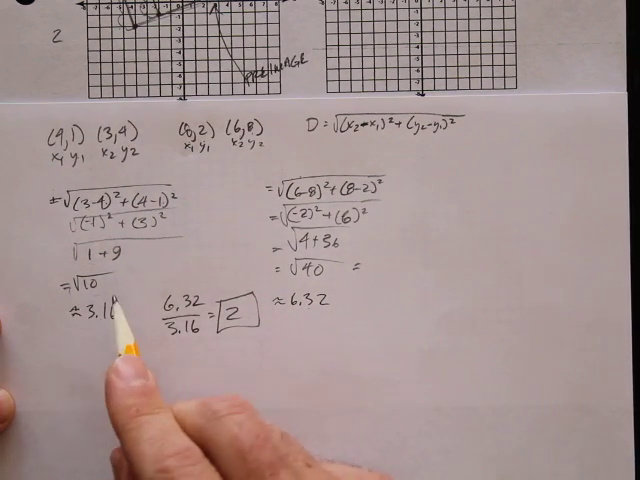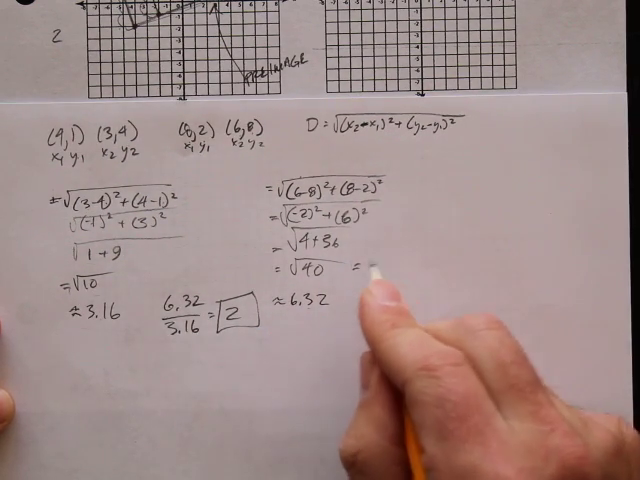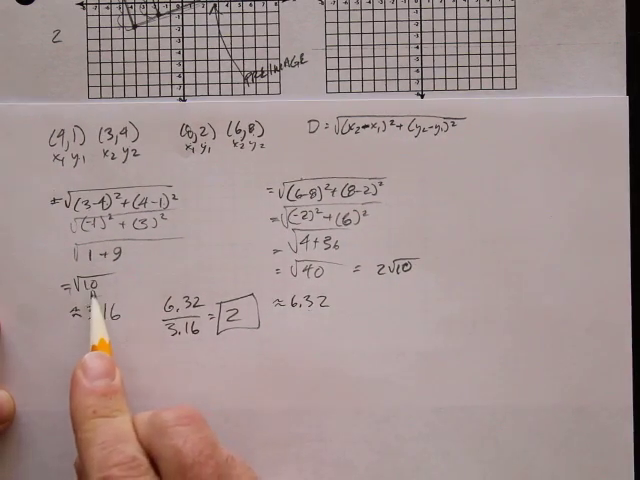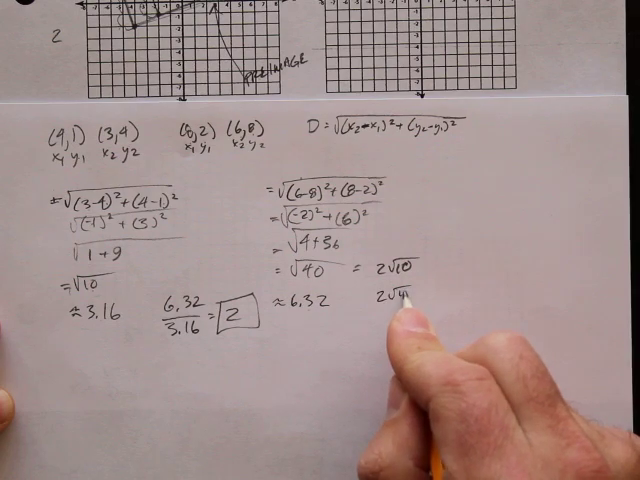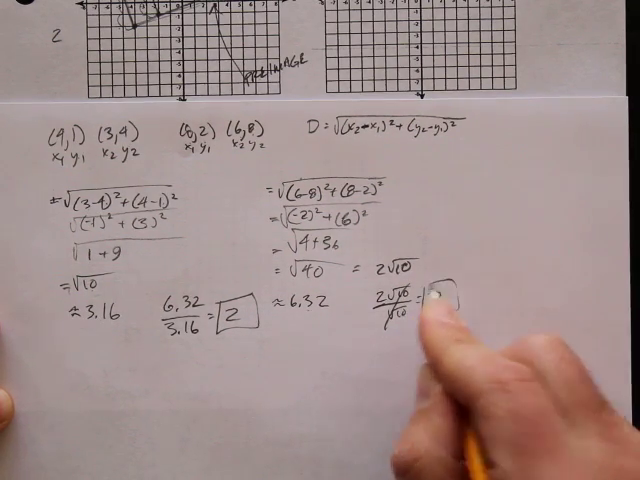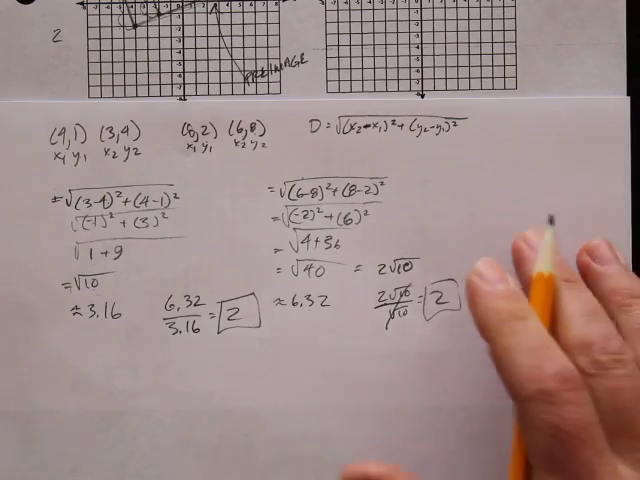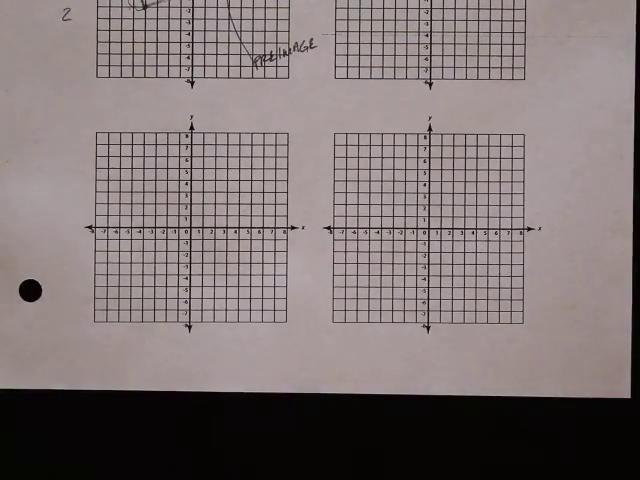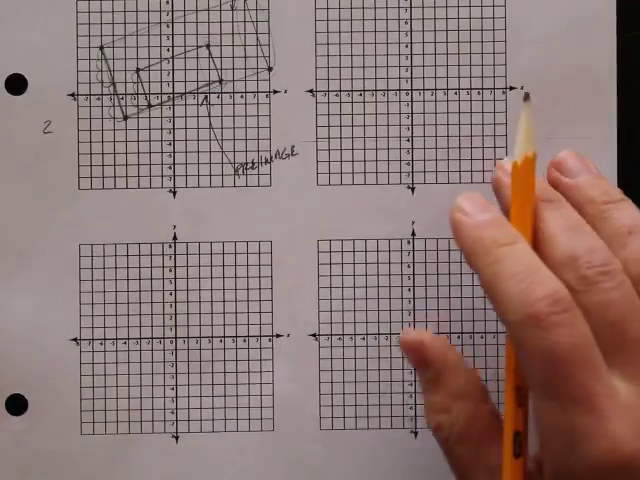Now, I could avoid the calculator by saying this is 2 times the square root of 10. And you can see 2 times the square root of 10 over the square root of 10 is 2. So I can get my scale factor of 2 that way as well. All right. Whew, goodness, that was some crazy example.